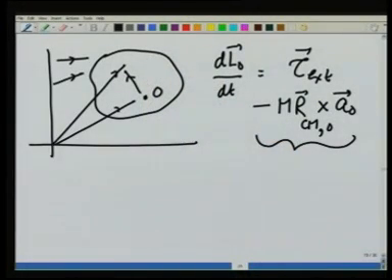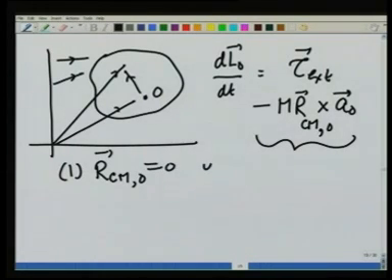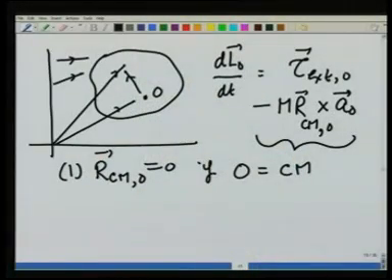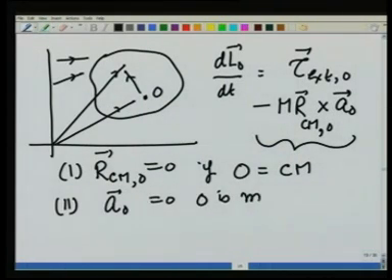This would vanish under three conditions. Number 1, R_CM with respect to O itself is 0, and that would be the case if O, the point itself, is the center of mass. And this is what you have been doing in your 12th grade or whatever, where you have been talking about center of mass and have been applying dL about CM divided by dt is equal to tau external about the CM, or this should be about O. Number 2, the acceleration of point O itself be 0. That means O is moving uniformly.